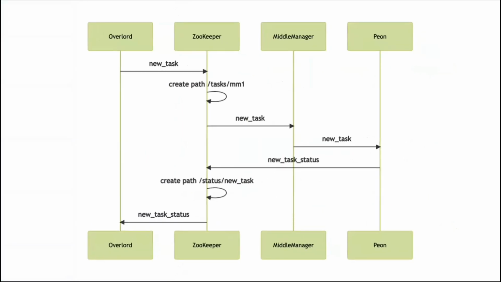For the Druid sink connector, after the task is submitted to Druid, the uploader will create the node in ZooKeeper. The MiddleManager will receive the new task event from ZooKeeper and create a peon to process it with a JVM application. After the task is done, the ZNode will be created for the new task status, and the Overlord will be notified through the ZooKeeper event as well.